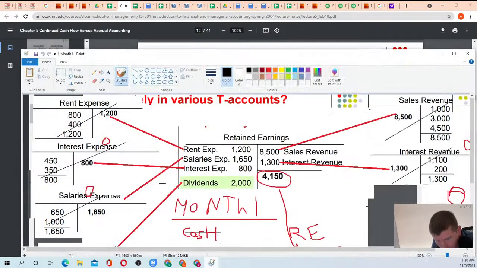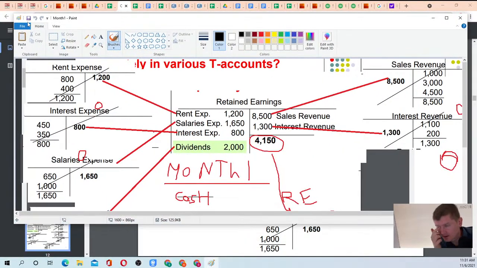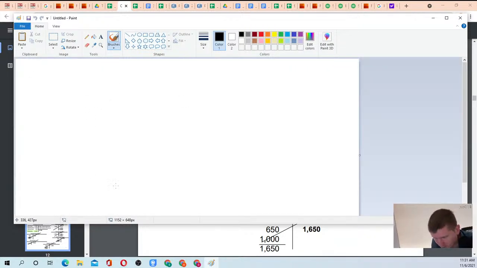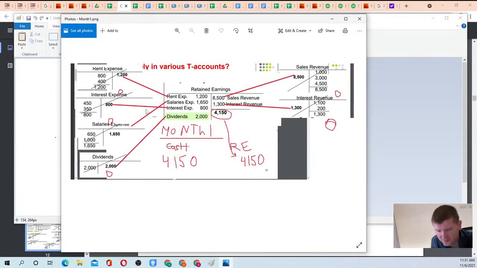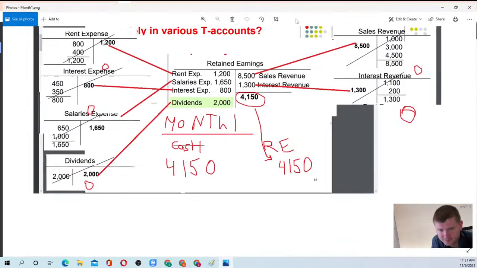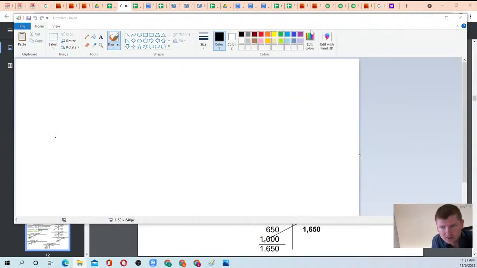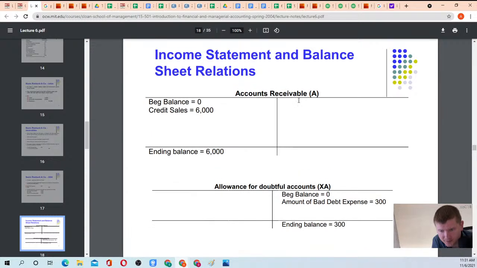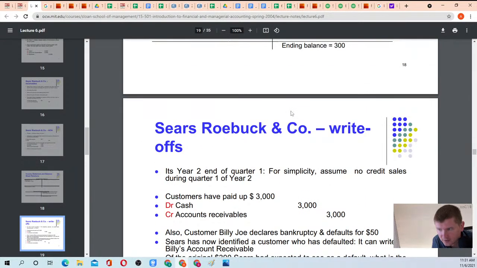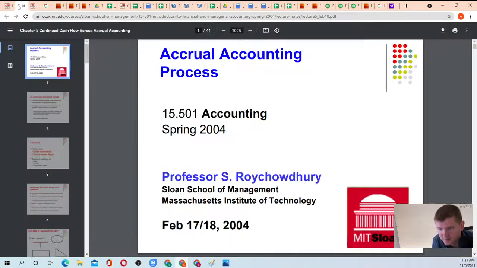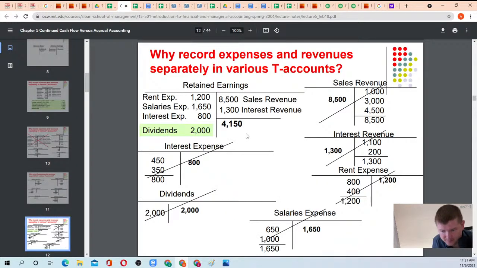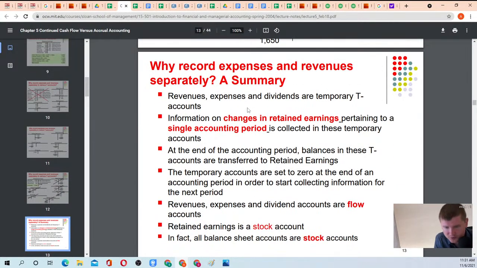Okay, it doesn't allow me to have several paint files open. Let me circle back here. Okay, so this is our month 1. Let's take a step here. Not that lecture. Where is it? Okay, so we kind of closed month 1.